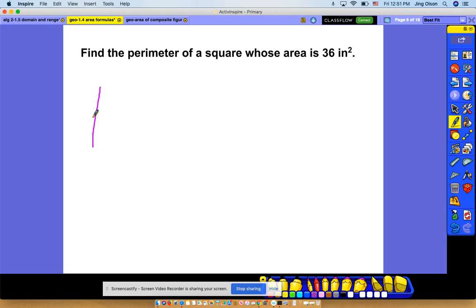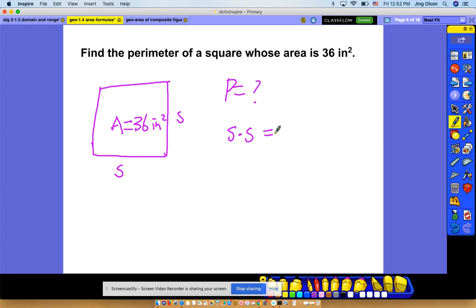This one's backwards. If I give you the area of the square, can you find the perimeter? Okay, this square has an area of 36 inches squared. What's the perimeter? Okay, so some of you are gonna say, I'm gonna do 36 divided by 4 is 9, so each one is 9. Is that right? That is not right, right? So how do you find the area of a square? You do length times width, or base times height. So S times S is 36.